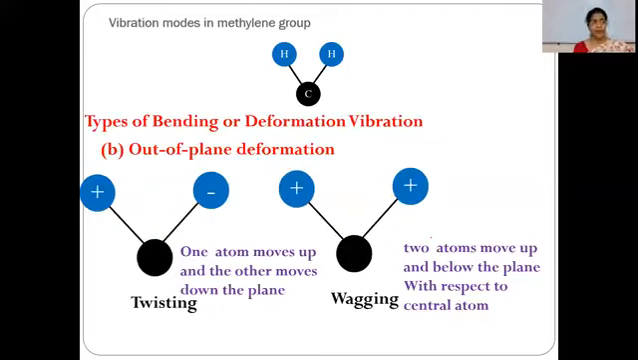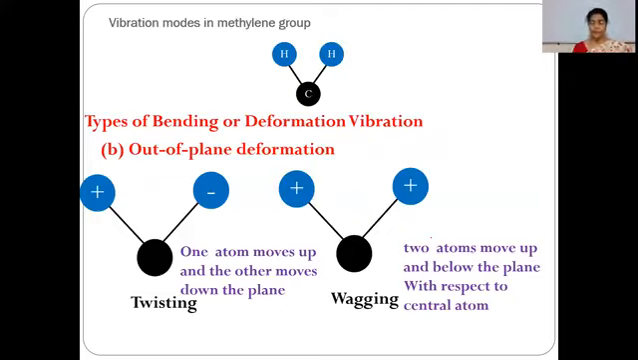Second type of bending vibrations are out of plane vibrations. In short, it is also known as OOP vibration. Out of the plane vibrations are also categorized into two types, twisting and wagging.